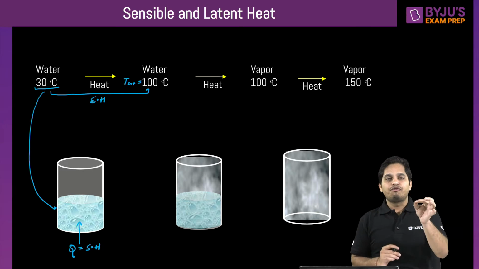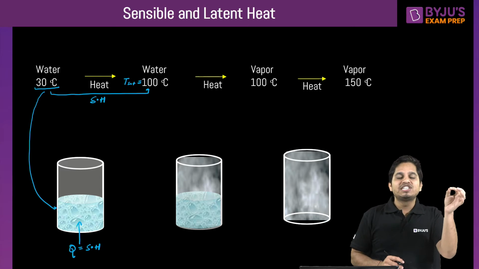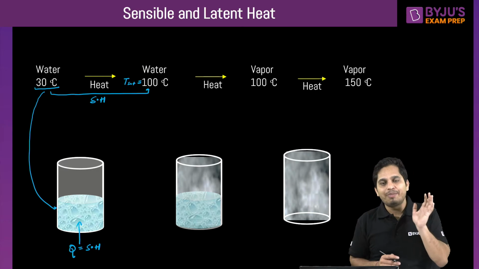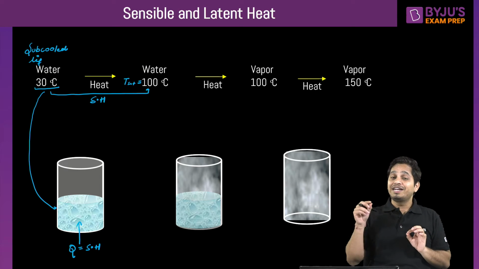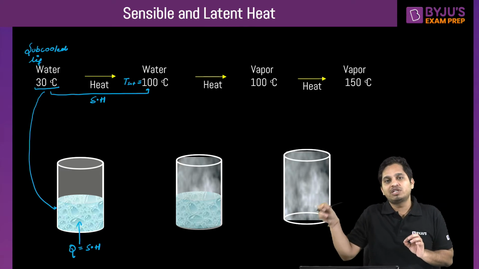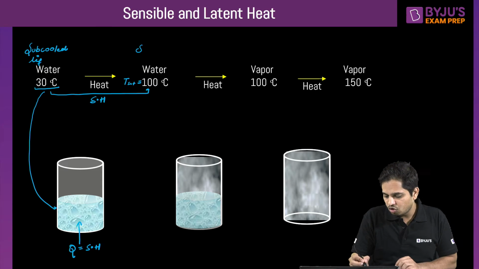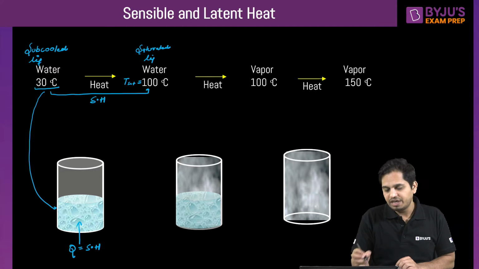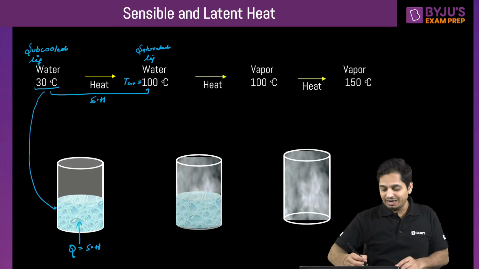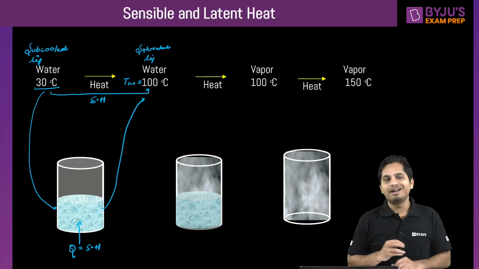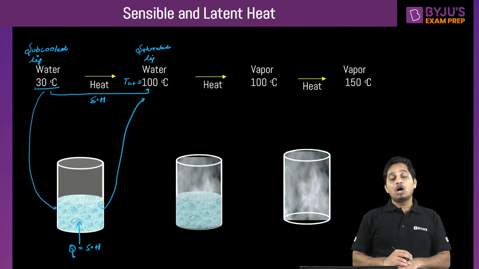Also, if the fluid is at a temperature lower than the saturation temperature, it is called a subcooled liquid. It is called a subcooled condition or subcooled liquid. And when the temperature reaches the saturation temperature, it is called saturated liquid. Okay. So water which was at 30 degrees Celsius absorbed sensible heat and converted into water at 100 degrees Celsius. Now I am still giving heat.